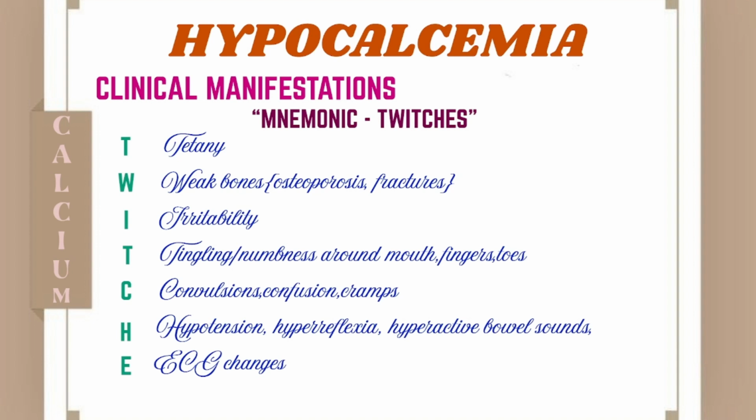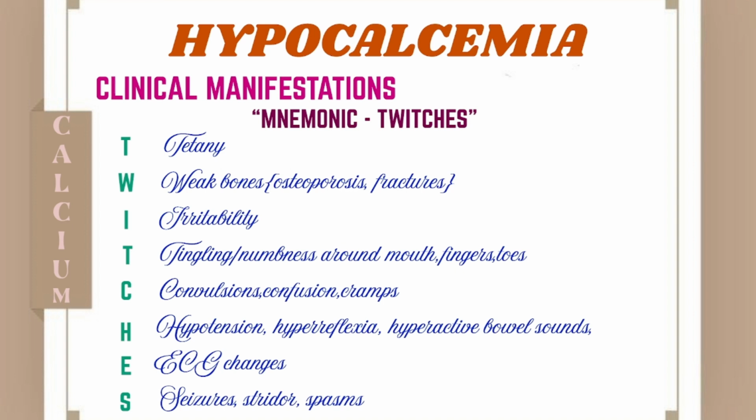E stands for ECG changes. Various ECG changes will occur due to hypocalcemia. S: Seizures, stridor, spasms. These mean severe hypocalcemia can be life threatening because seizures may occur. So, these are the signs and symptoms that we will see in a person with hypocalcemia: tetany, weak bones, irritability, tingling or numbness, convulsions, confusion, cramps, hypotension, hyperreflexia, ECG changes, and seizures.